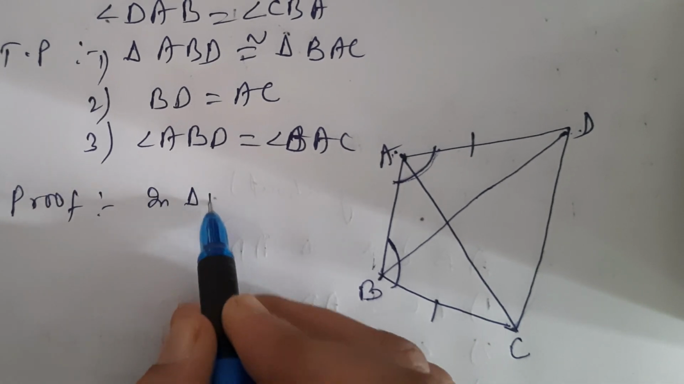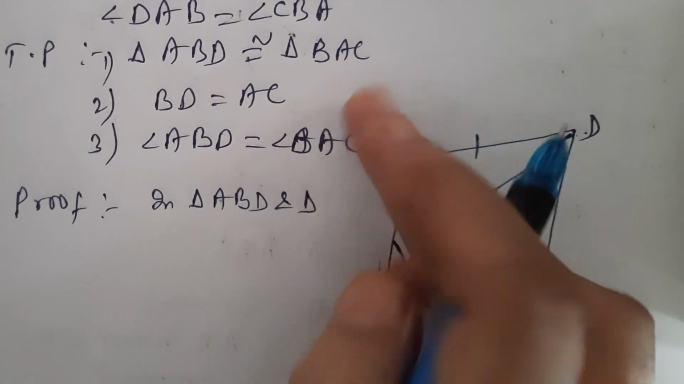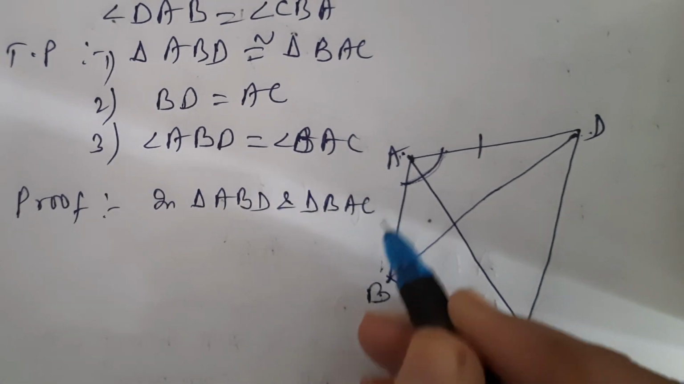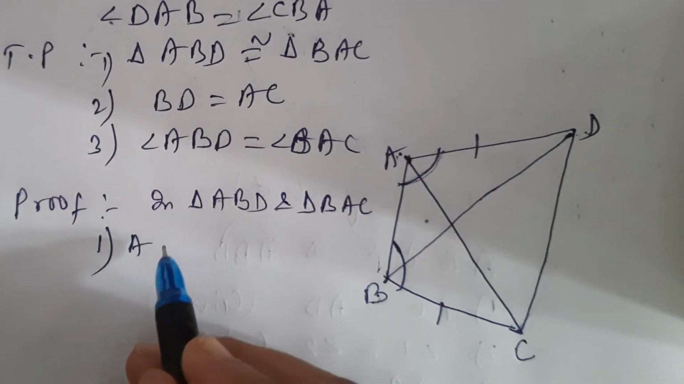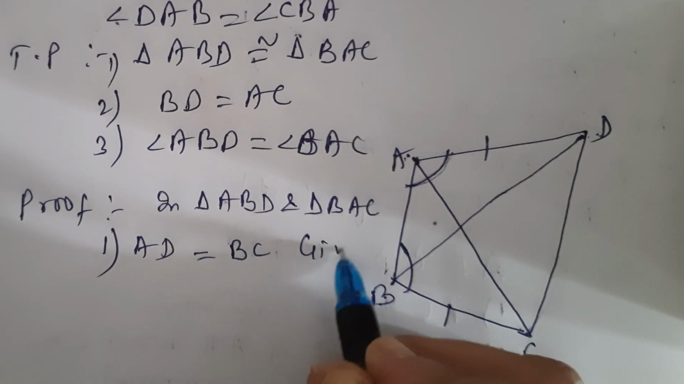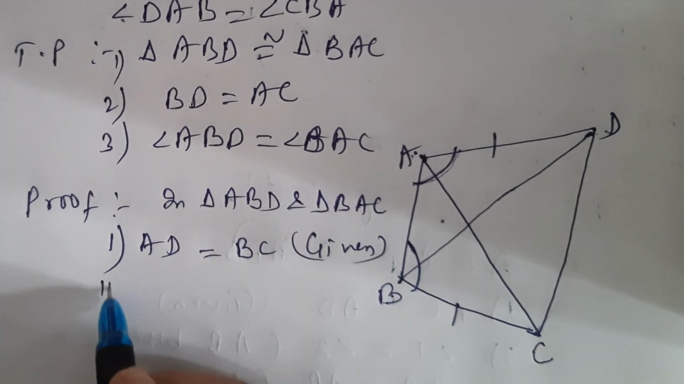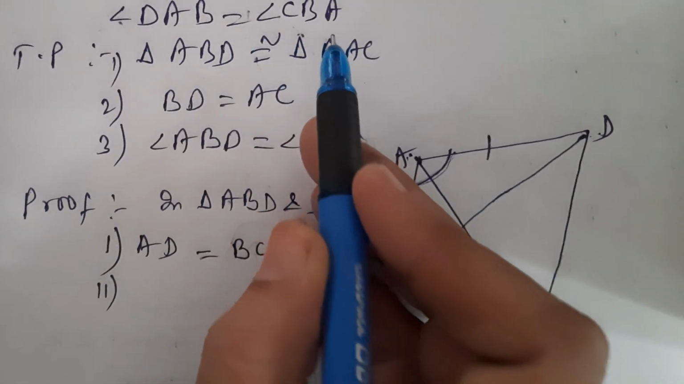So in triangle ABD and triangle BAC, first point, the side was already given. So AD is equal to BC. This we got from the given part. Second one, the angle was given. So that also we will repeat, the same point which was given.